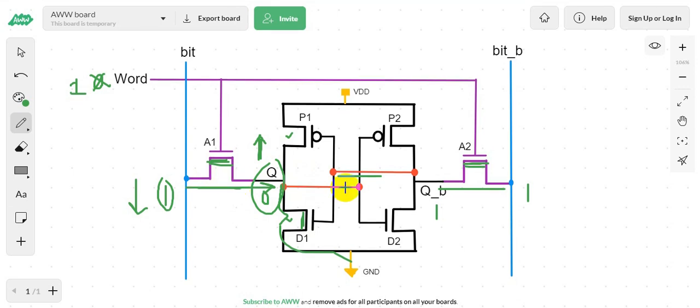The driver D1 must be stronger than the access transistor A1. Specifically, the transistors must be ratioed such that node Q remains below the switching threshold voltage of the P2D2 inverter, otherwise it will flip the Q bar to 0. So this constraint is called the read stability.